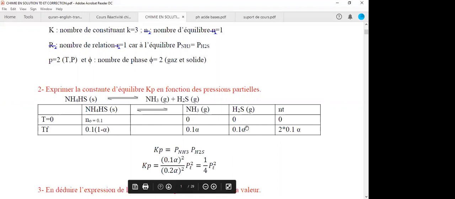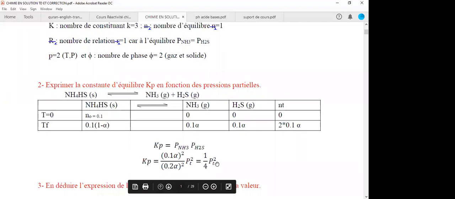And the number of moles of this, they are the same as the number of moles of this. Meaning, if we can just say the 0.1 alpha divided by 0.2 alpha, everything squared. That's what we have here. So from this, alpha and alpha will cancel. We're going to have 0.1 over 0.2, which is 1 over 2. So 1 over 2 squared, which is 1 over 4, times the pressure total squared. 1 over 2, or half squared, is 1 over 4. We've got pressure total squared. That's why we have written pressure total squared.